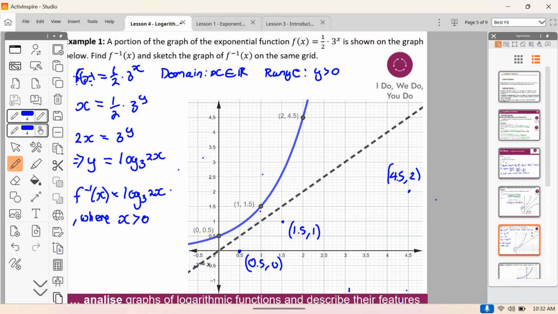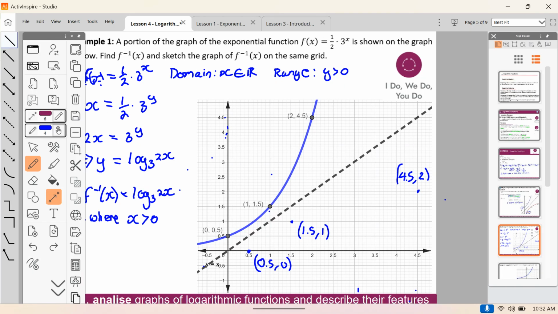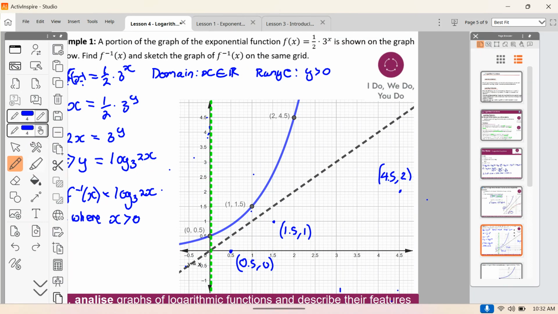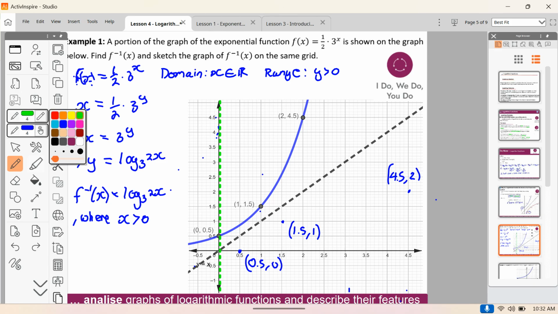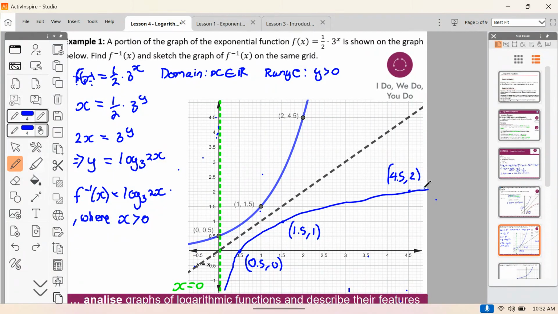Our vertical asymptote is going to be here. This is the line x equals 0. Or let me draw that the other side. x equals 0. So our curve is going to look like this.